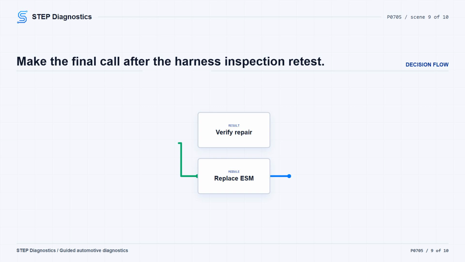If P0705 does return after those checks, the diagnostic path calls for replacing the electronic shift module, then verifying the repair and confirming the code stays gone. Keep verification separate from the connector testing, and do not skip the final confirmation.